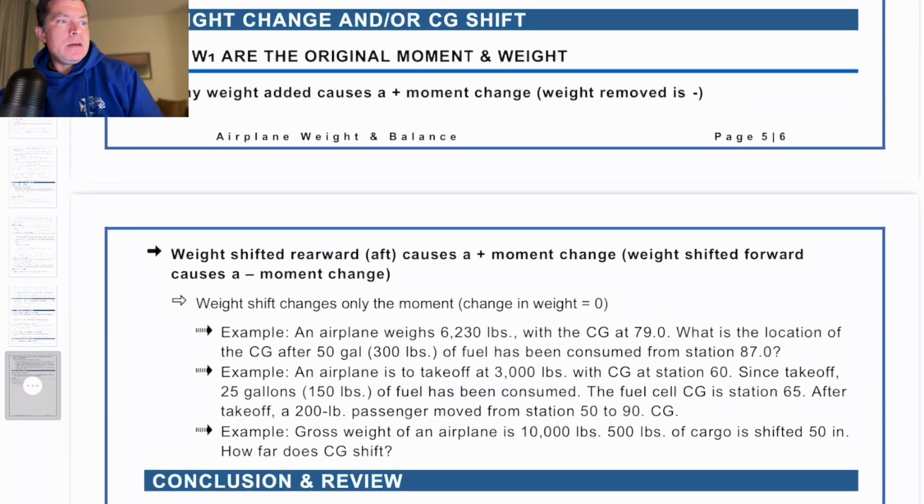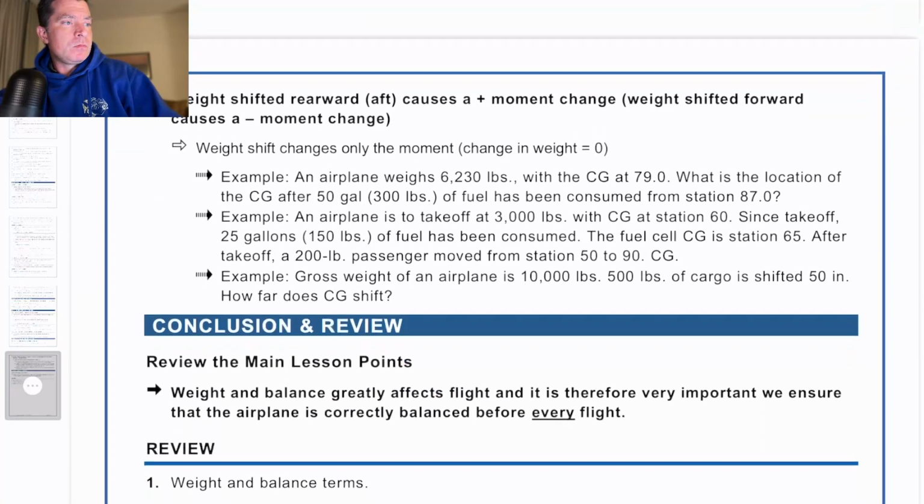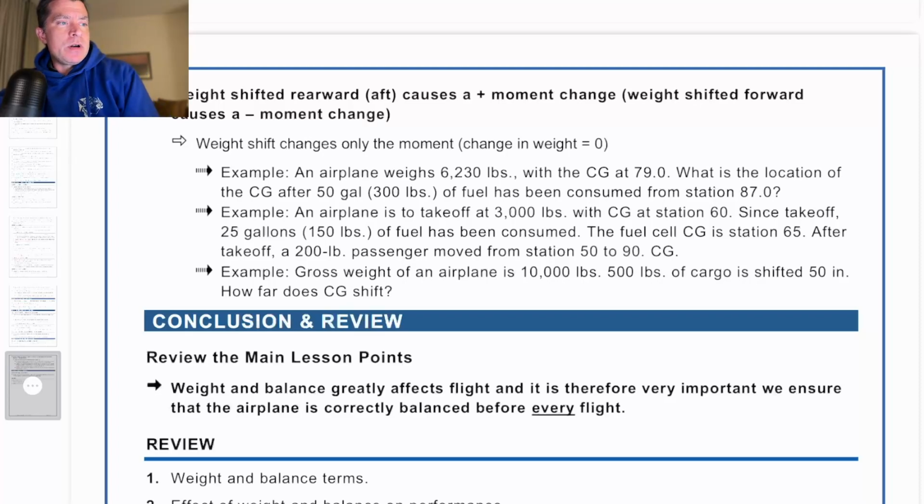Any weight added causes a positive moment. Any weight that is removed is a negative moment. Weight shifted rearward or aft causes a positive moment change. Weight shifted forward causes a negative moment change. Weight shift changes only the moment. Change in weight equals 0. And there are some examples. So basically, if you're just moving a passenger from the aft to the forward, the weight's staying the same. The only thing that's changing is the moment.